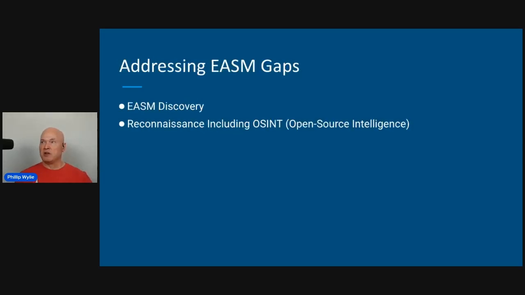So addressing external attack surface management gaps. EASM, external attack surface management, involves discovery and reconnaissance, including open source intelligence. So using things like Amass, and there are some commercial tools you can use as well for managing external attack surface. Make sure that you're doing a good discovery and keeping an accurate inventory of your APIs. And then reconnaissance, including OSINT, open source intelligence. Sometimes you may find things through open source intelligence that you have no record of.